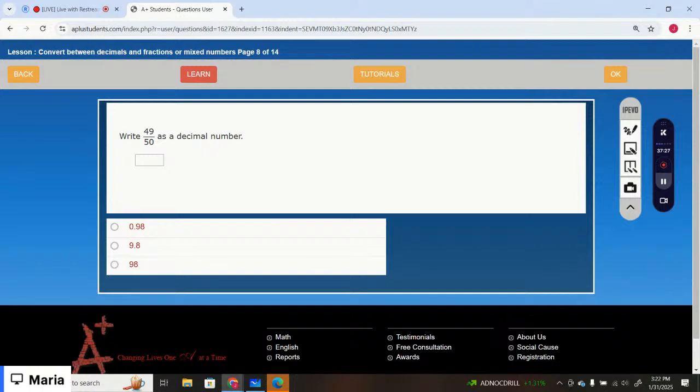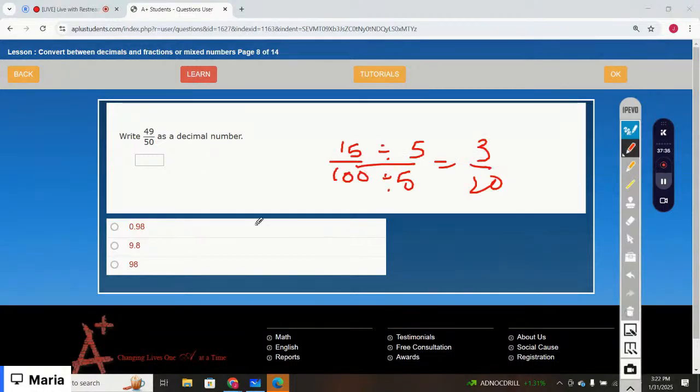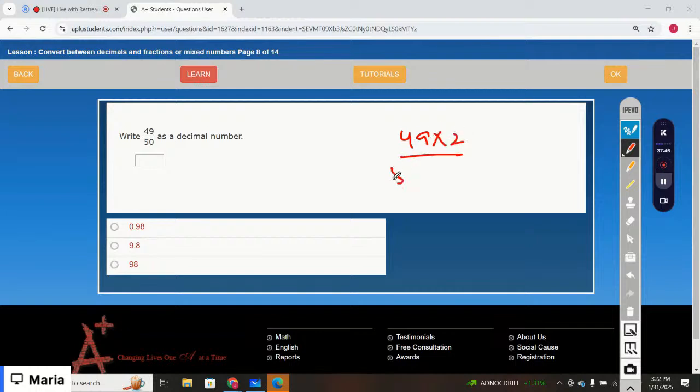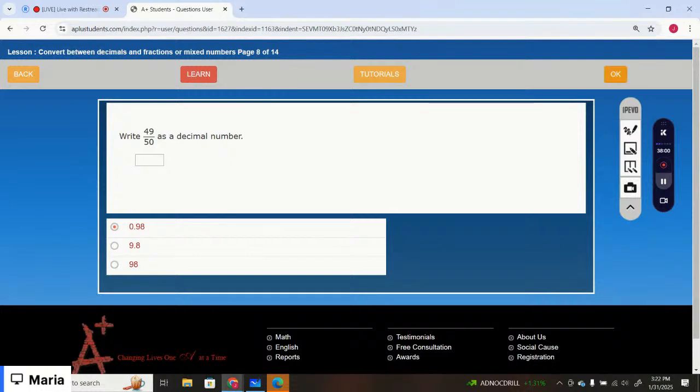Write 49 over 50 as a decimal number. You have to make the denominator equal to 100. So 49 times 2 divided by 50 times 2 because 50 times 2 is 100. So that is 98 over 100. So that is 0.98. Option number 1 is the correct option.